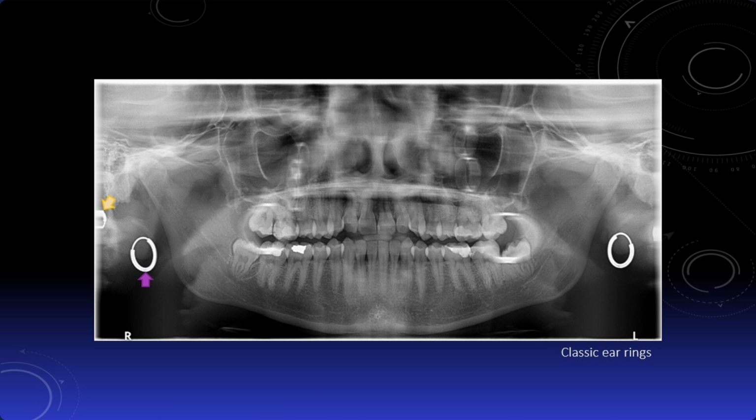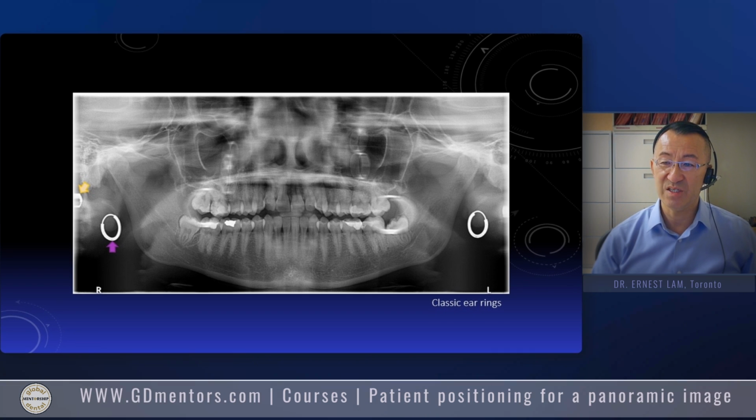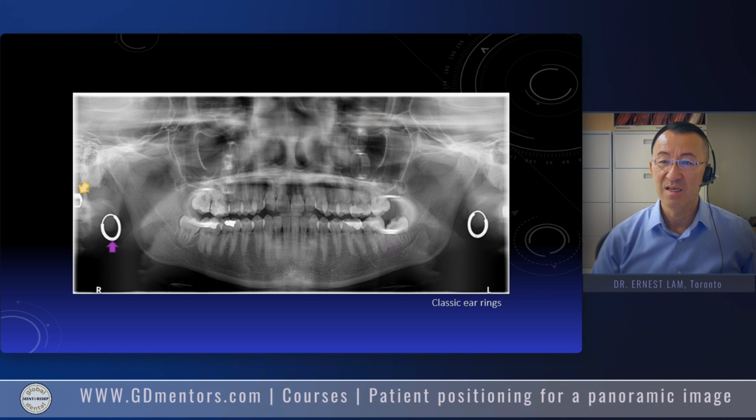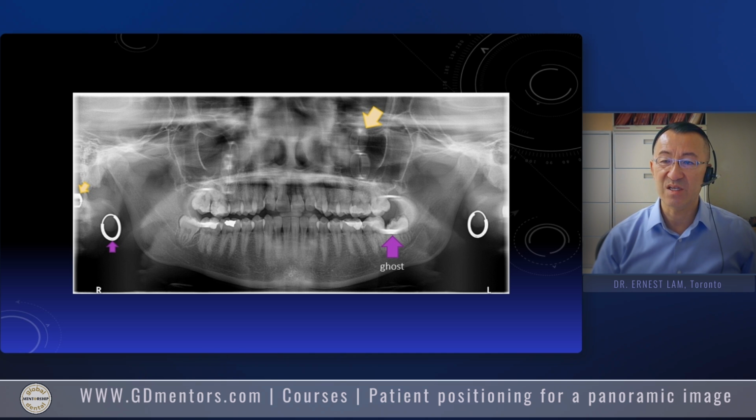Most classically, we've demonstrated ghost images with earrings. This is a patient with a couple of earrings, two on the patient's right side and one on the patient's left side. And these are the ghost images on the contralateral side. Notice that the ghost images are larger, so they're magnified because the object to receptor distance is increased.